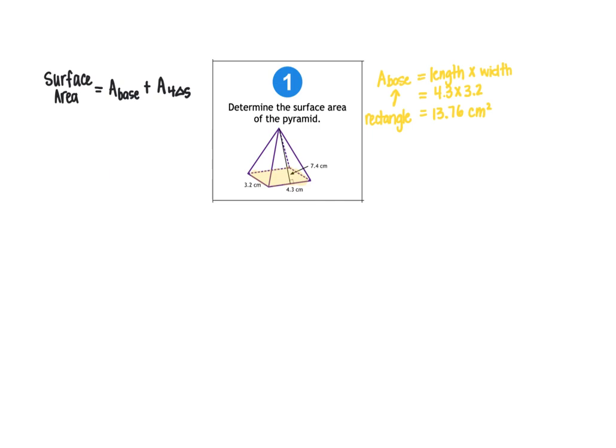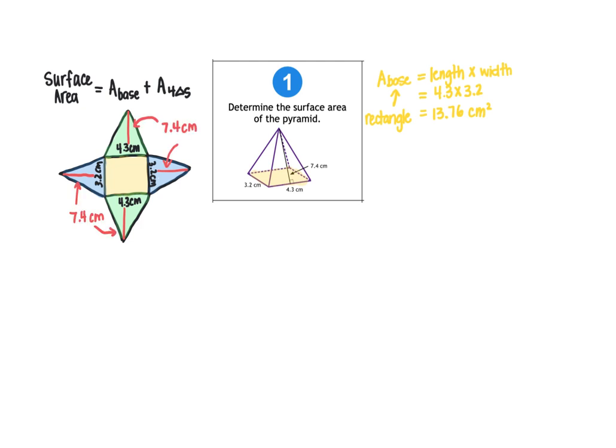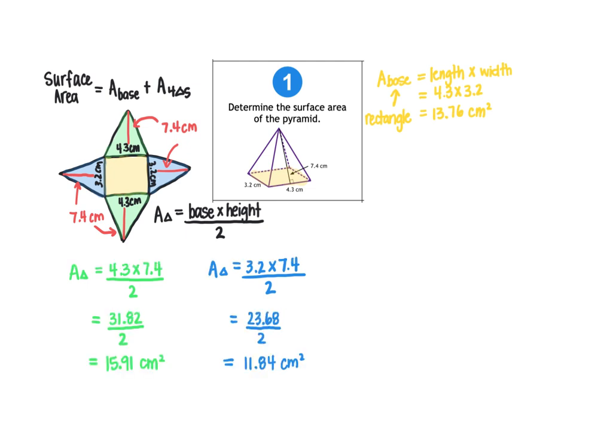And then we're going to imagine what the net of our pyramid would look like. So we'll know that there will be a rectangle in the middle, and then there will be a triangle coming off of each of the sides of the base. 2 of those triangles will have a base length of 4.3 centimeters, and the other 2 will have a base length of 3.2 centimeters. All of the triangles will have a slant height of 7.4. We'll be able to use the formula for the area of a triangle being base times height divided by 2 for each one of our triangles so that we can find the total surface area.